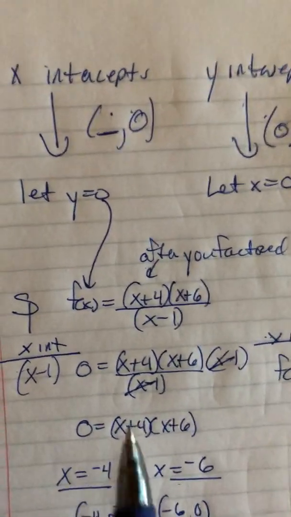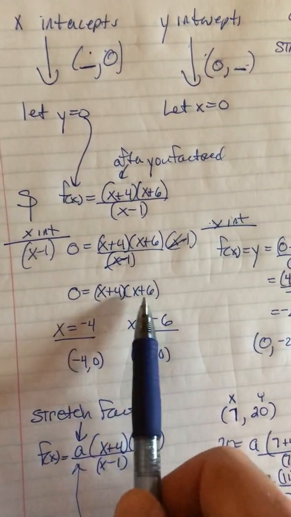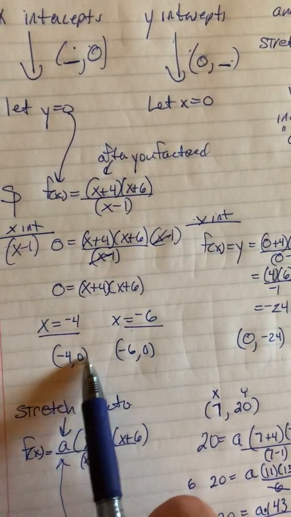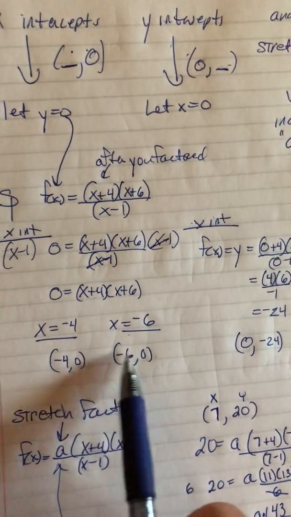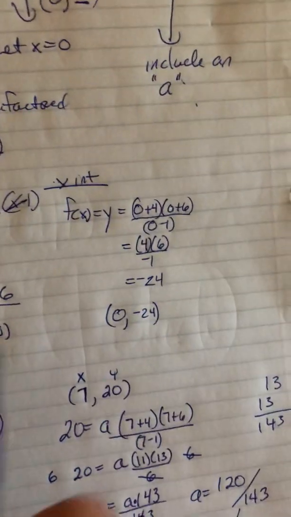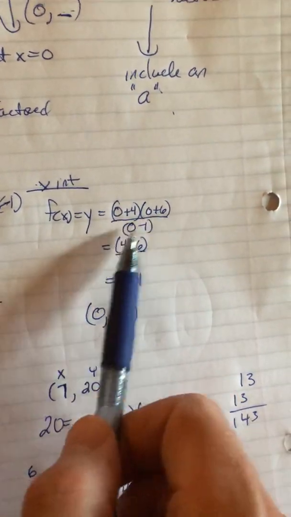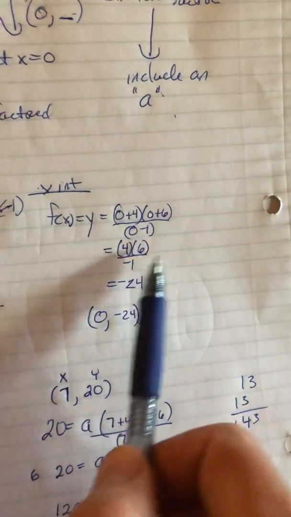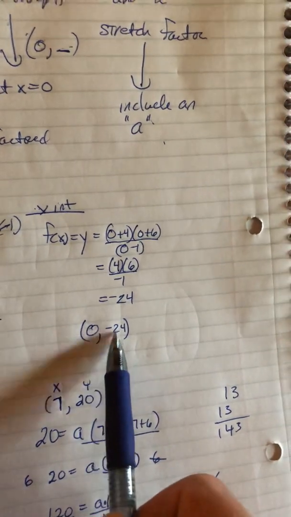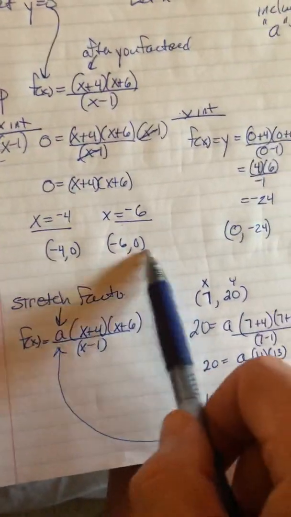Using the zero product property, this x plus 4 is going to generate an x equals negative 4. This x plus 6 is going to generate an x equals negative 6. And its ordered pair will be negative 4, 0, negative 6, 0. So these are those two x-intercepts. All right. Now to get the y-intercept, you're going to let your x's be 0. So you'll have 0 plus 4, 0 plus 6, over 0 minus 1. So you're going to get 4 times 6 over negative 1, which is negative 24. And your ordered pair is 0, negative 24. So you've got your y-intercept and you have your x-intercepts.